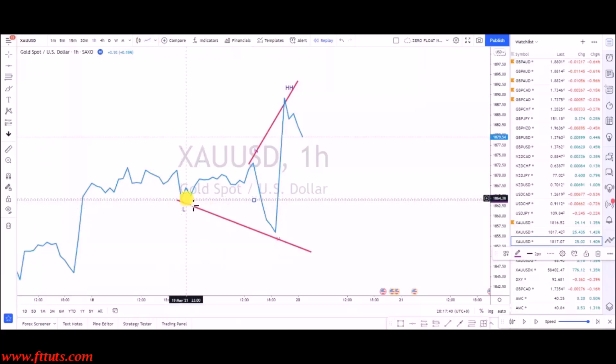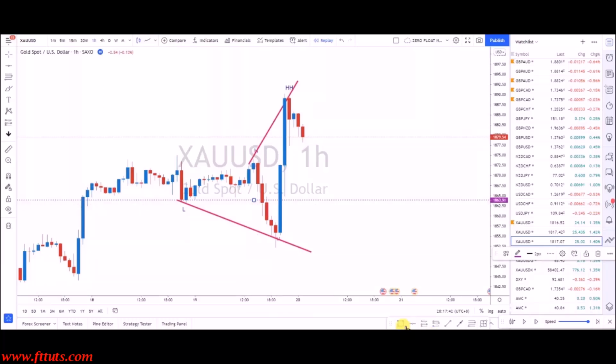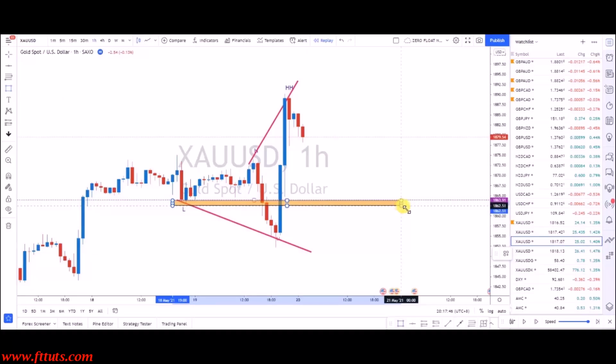Okay, we change to the line chart. We can see this is a clear left shoulder, and then we mark the zone. So we mark the zone. Nothing special about it, just as a monitoring area. So when price comes in, it's easy for us to monitor.